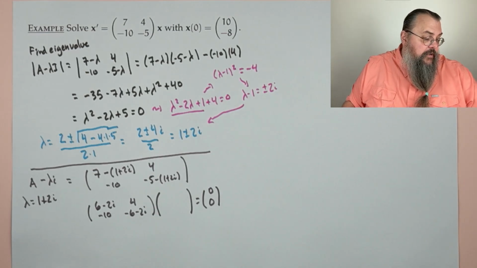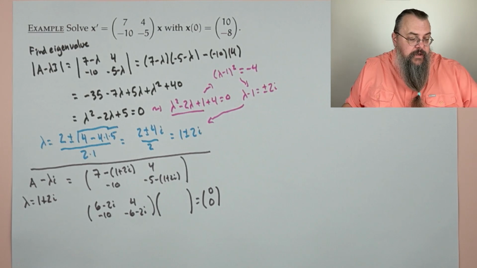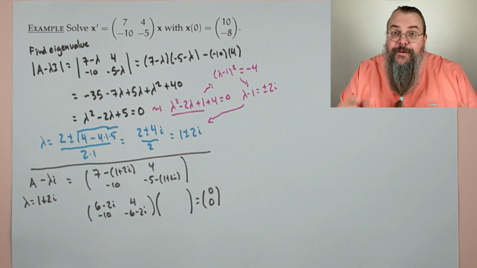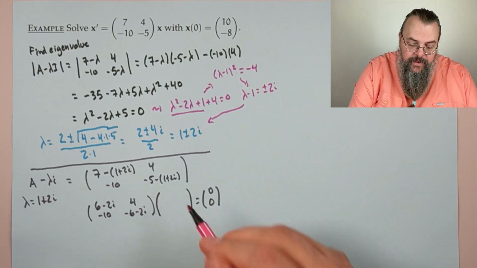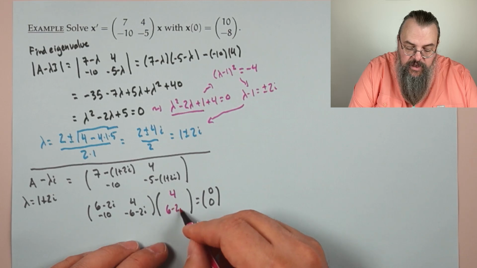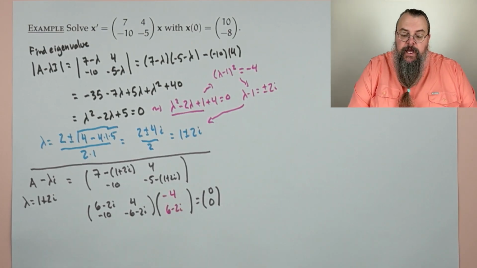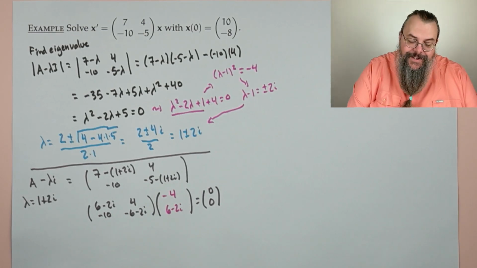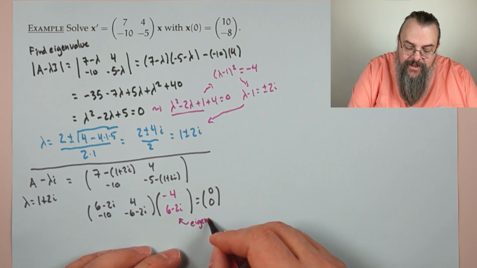Our technique said, do the following, pick a row. Doesn't matter which. Sorry, not pick a column, pick a row. Pick that row, copy it down backwards. All right, 4, 6 minus 2i, flip a sign. Okay, there we go, and done. We found our eigenvector. Isn't it nice to have that tool?